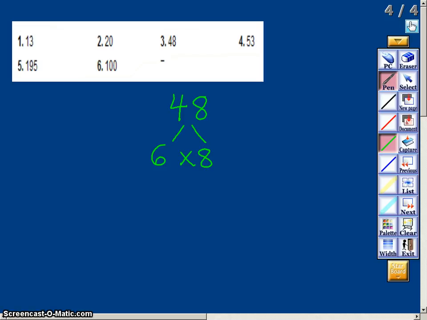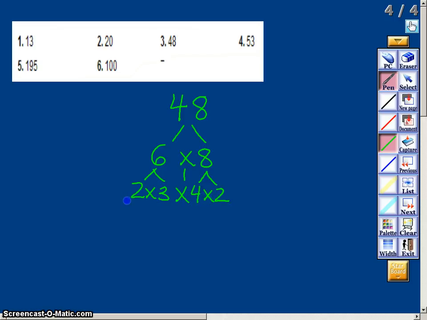Then we're going to break down the number 6 and the number 8. So we look at the number 6. We think, what multiplication problem other than 6 times 1 equals 6? And we have 2 times 3. Then we're going to drop down our multiplication sign. Then we're going to look at the number 8. We think to ourselves, what multiplication problem other than 8 times 1 equals 8? And I know that 4 times 2 equals 8.